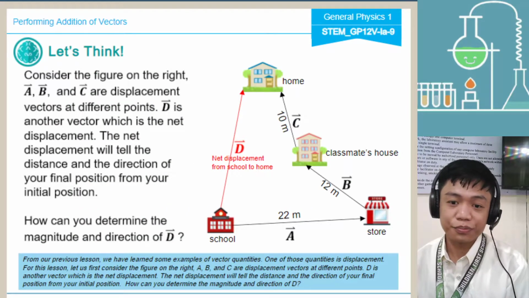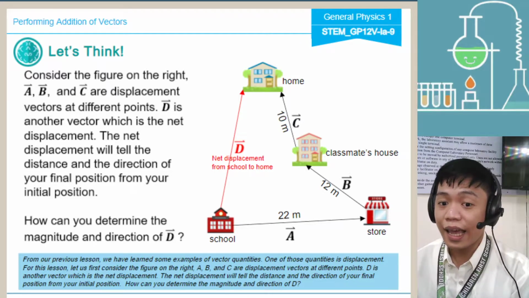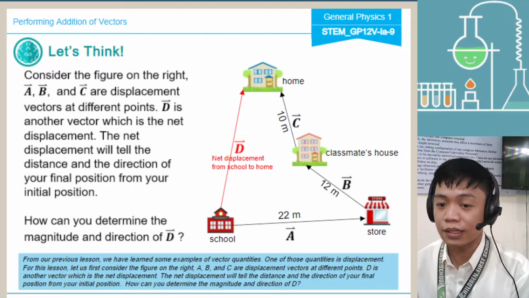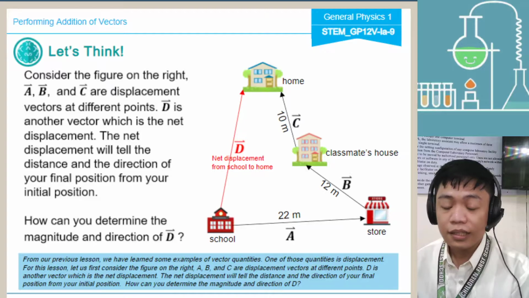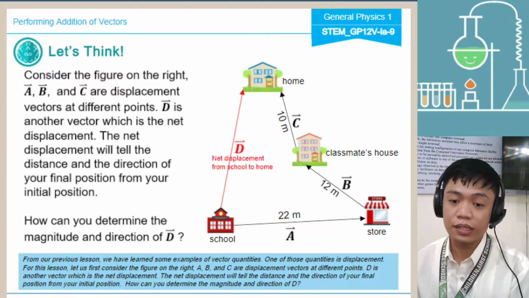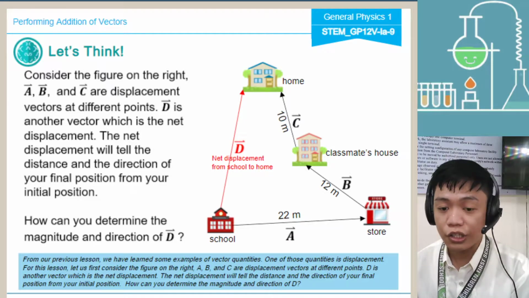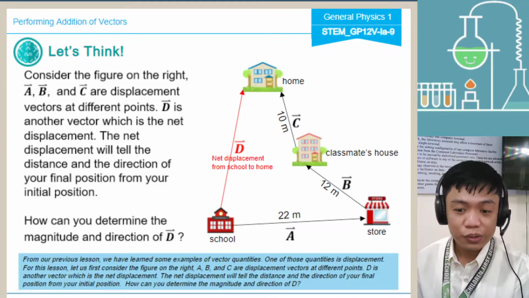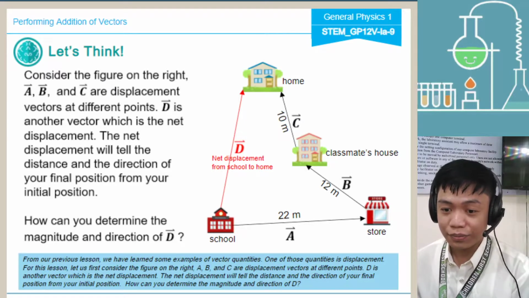So let's begin. Consider the figure on the right. A, B, and C are displacement vectors of the different points. D is another vector which is the net displacement. The displacement will tell the distance and the direction of the final position from your initial position. So, the question is, how can you determine the magnitude and direction of D?